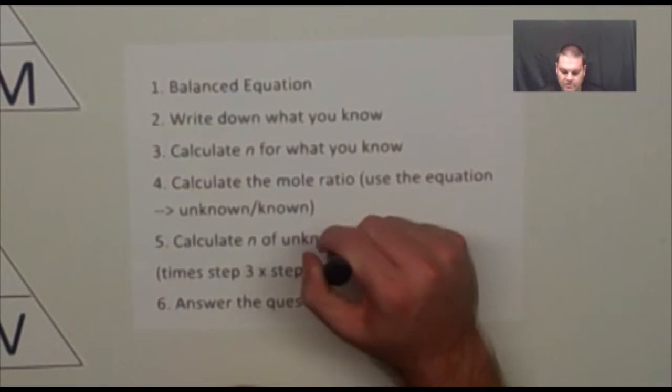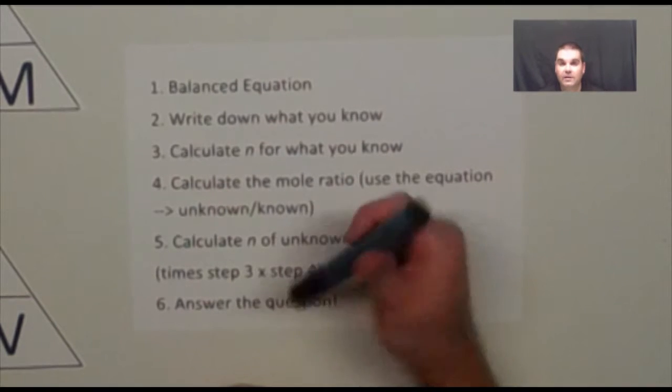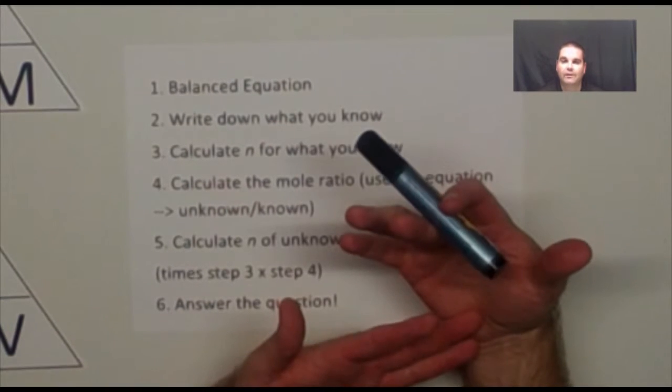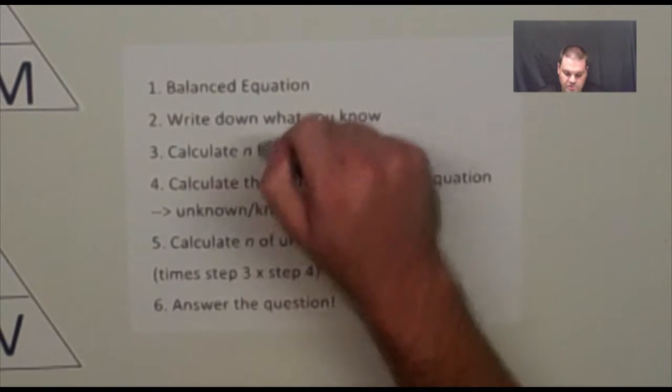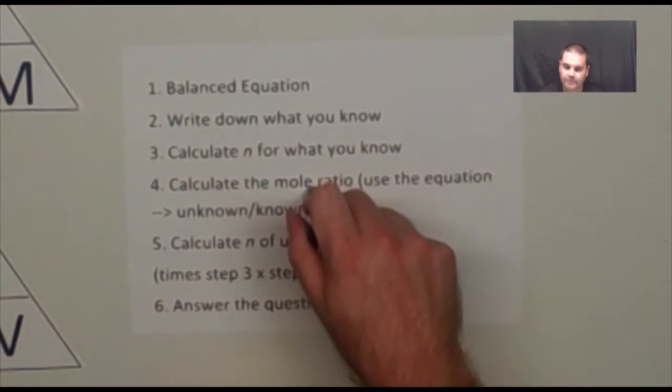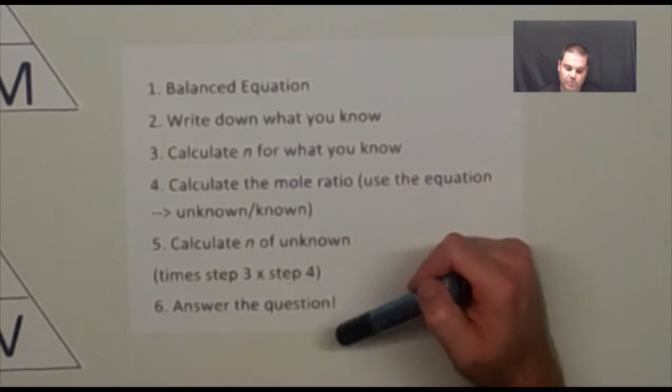Then calculate number of moles of your unknown. Now, if you don't know which one your unknown is, that's the one that you've only got one value for generally. Okay, and then to do that, you just times step 3 by step 4. Okay, and then answer the question.